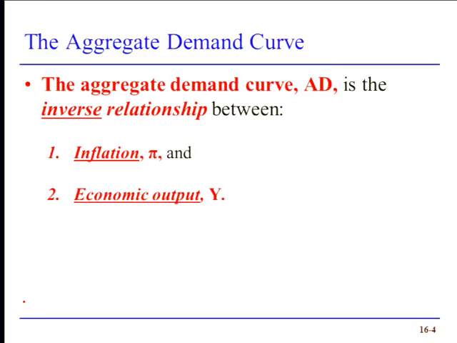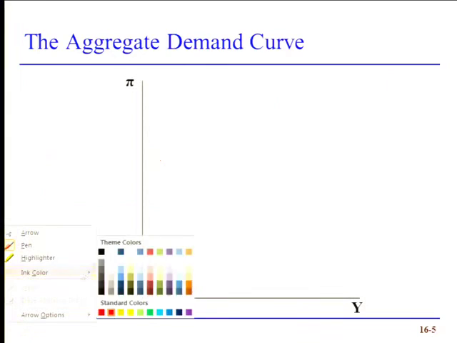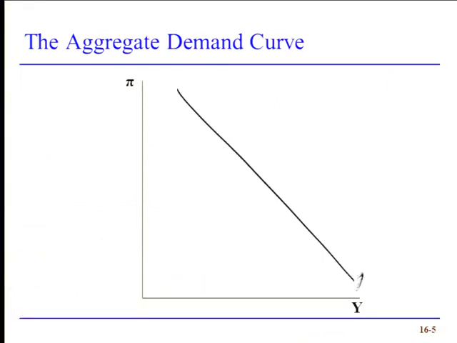When inflation changes, the central bank increases the real interest rate along the monetary policy curve. That higher real interest rate then slides us back along the IS curve to a higher real interest rate level, but also a lower level of economic output. So that's the rationale or motivation for this inverse relationship. So if we put inflation on the vertical axis, economic output on the horizontal axis, our aggregate demand curve will be downward sloping. It's as simple as that.